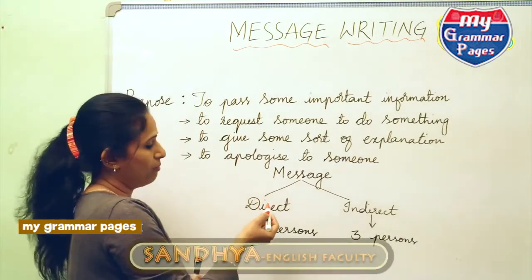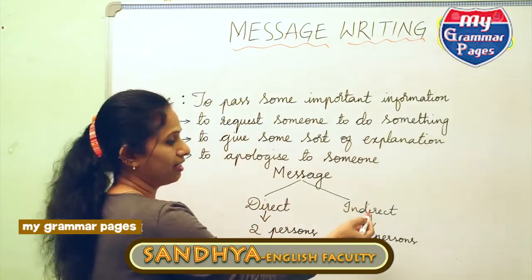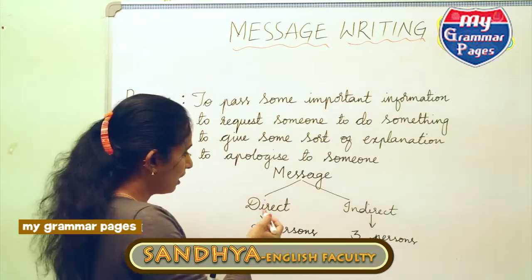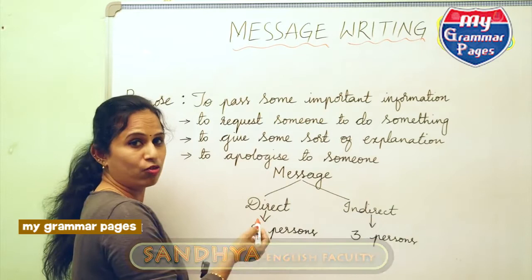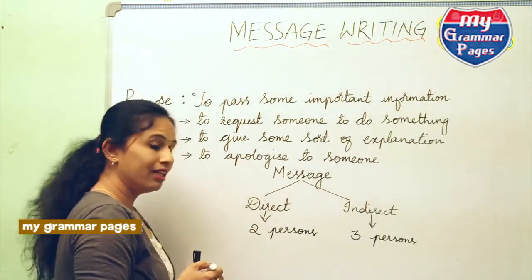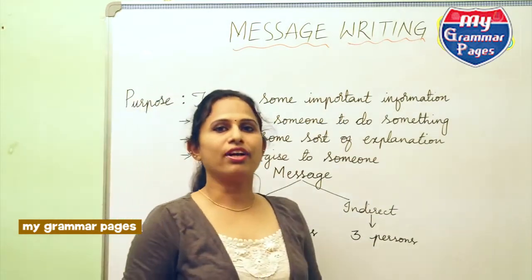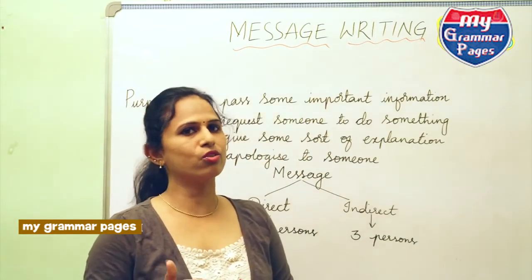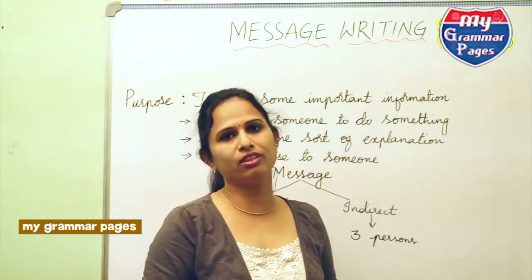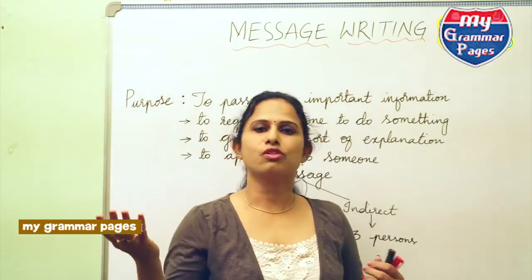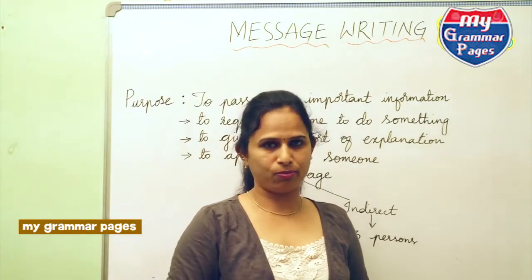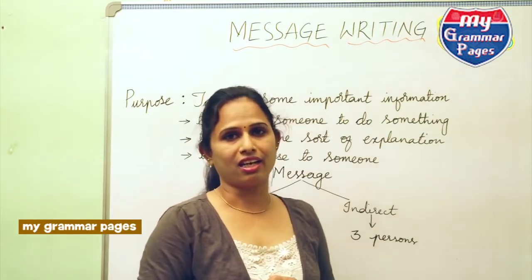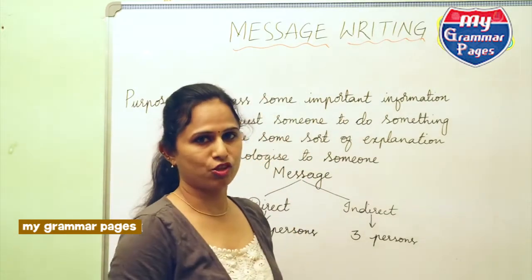Let me once again come back to the topic. I told you earlier about a direct message and an indirect message. In a direct message, there will be an involvement of two persons. Let me take an example. I went out on some work. After a while, my son, who wants to leave for his friend's house on some other work, maybe for playing or to fetch a book from him, will drop a message to me.